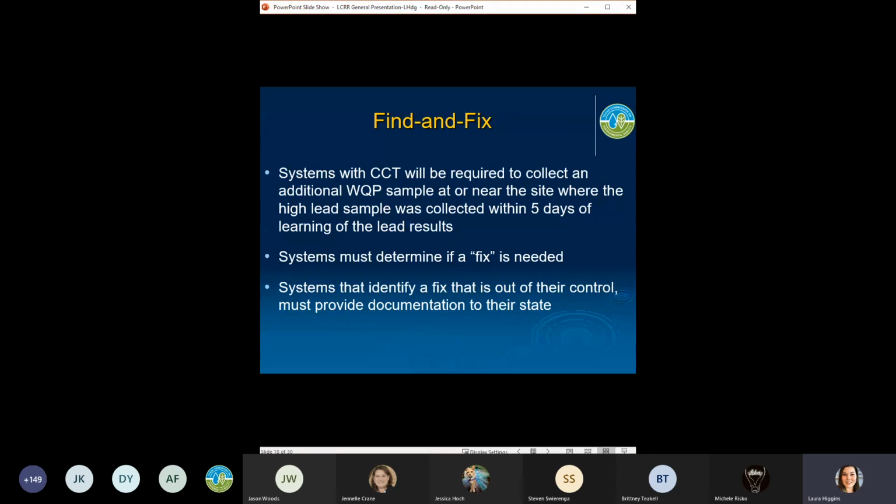Systems with CCT will be required to collect an additional WQP sample at or near the site where the high lead sample was collected within 5 days of learning of the lead results. And at this time, systems must determine if a fix is needed. So this could be an adjustment to the CCT, flushing portions of the distribution system, or other strategies. And additionally, systems that identify a fix that is out of their control, such as premise plumbing, must provide documentation to the state.